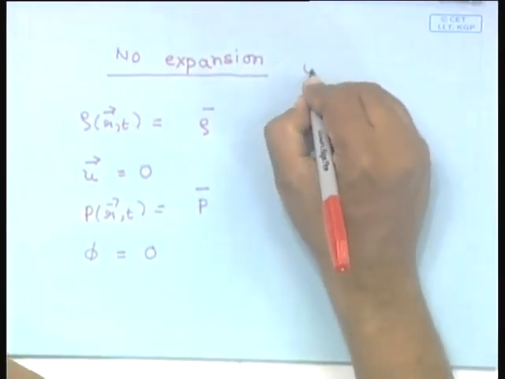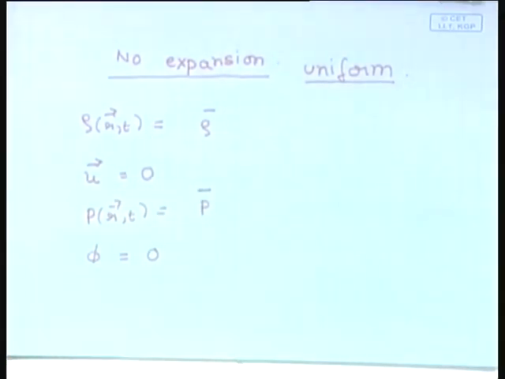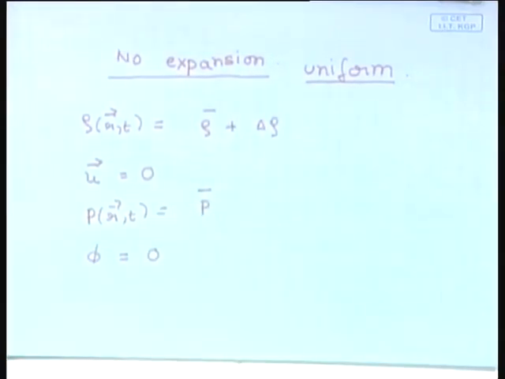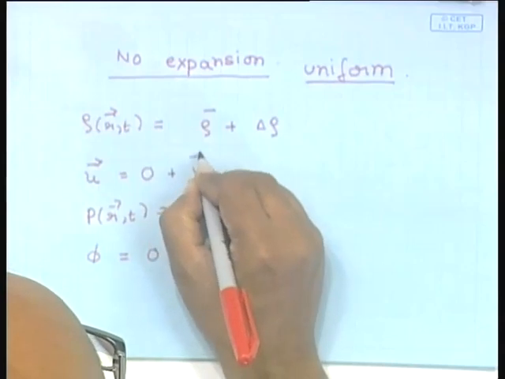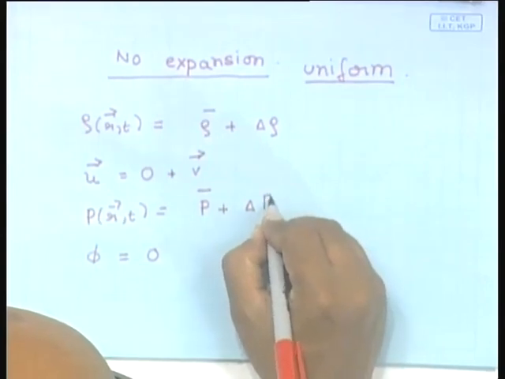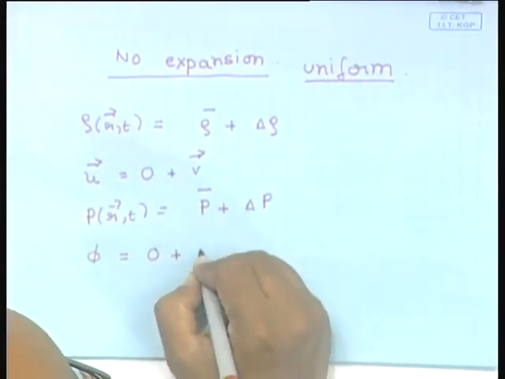Okay. Now, in this we put in a small perturbation, disturbance. So, we have this uniform, no expansion, uniform matter distribution. Okay. In this we put in a small perturbation delta rho. So, if you perturb the matter, you can also produce velocities. So, there will be a small velocity v, there will be a small pressure also, different pressure in different places, delta p, and there will be some potential also, let us call that psi.